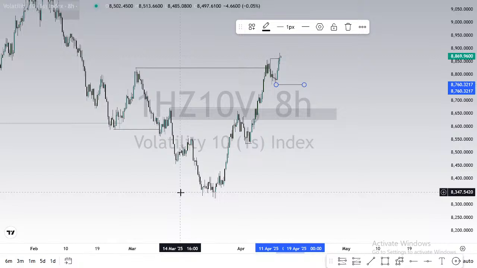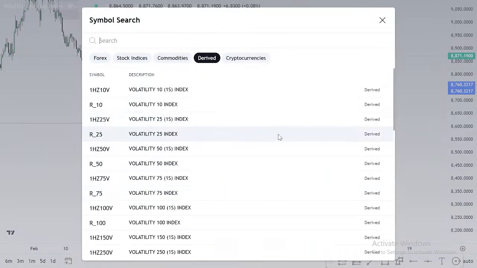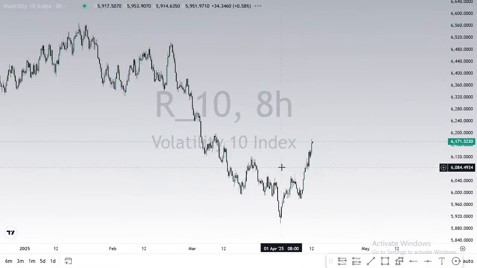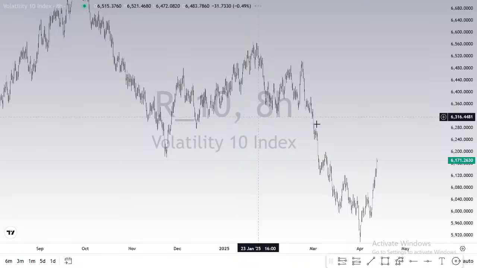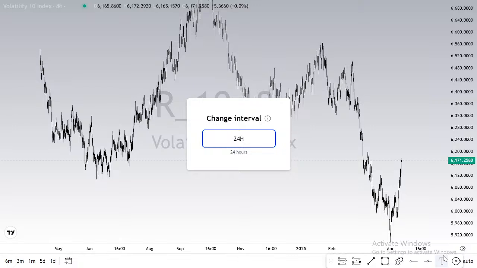Okay, volatility 10. Somebody mentioned 75, 100s. Okay. I think I am going to be picking, okay. Let's see, volatility 10. All right, let's see volatility 10, 24 hours time frame.